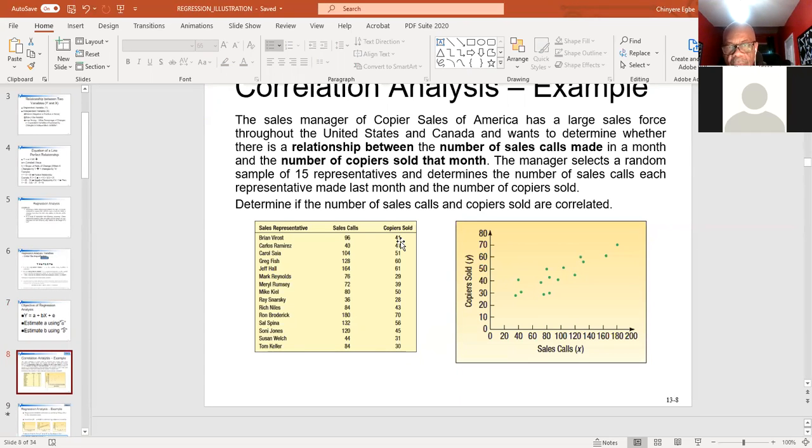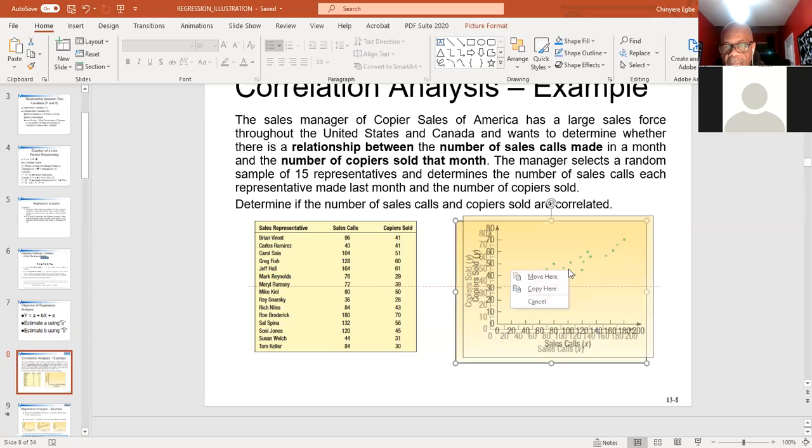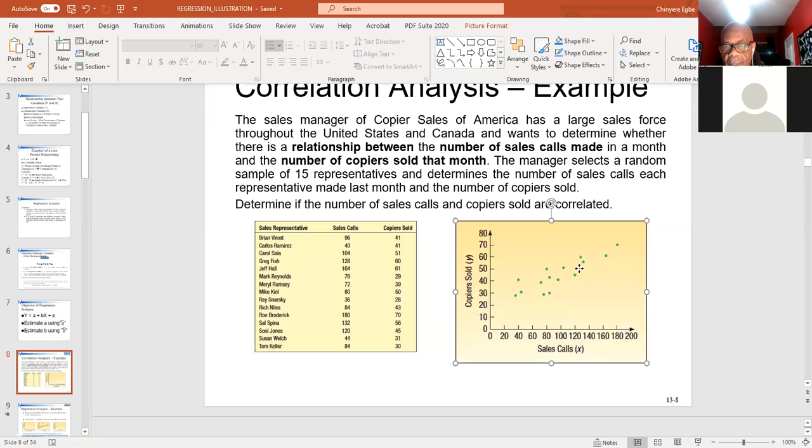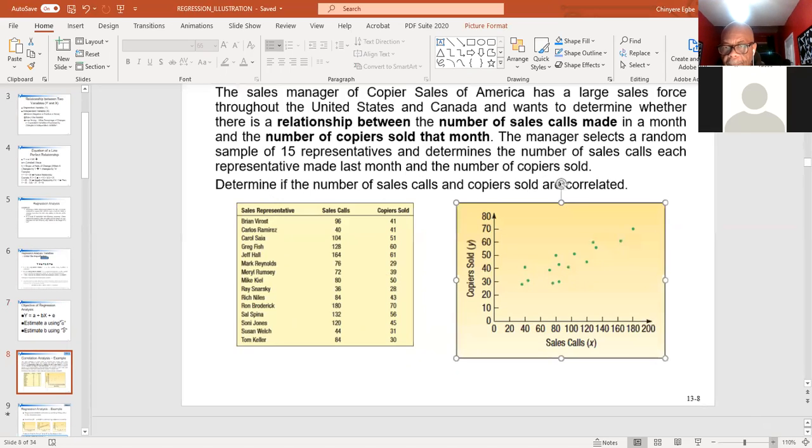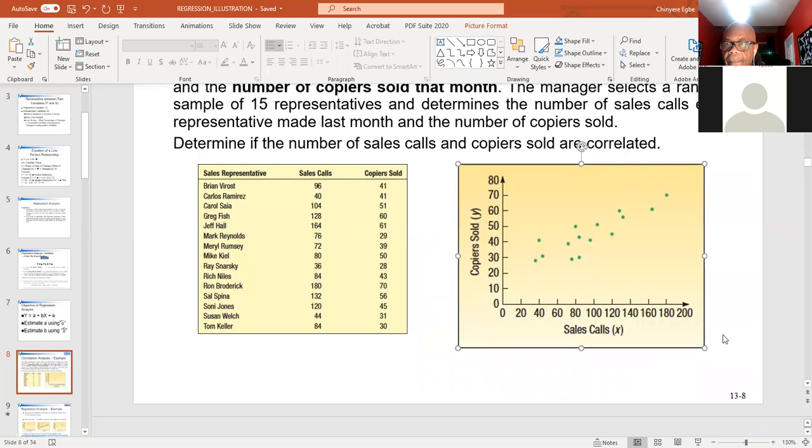The more calls you make, the more copiers you sell. As you can see here, the scatter diagram shows it very clearly. Are you seeing the scatter diagram? You see the scatter diagram shows that the more calls you make, the more copiers you sell. All right. So now the question becomes, how do you estimate this?